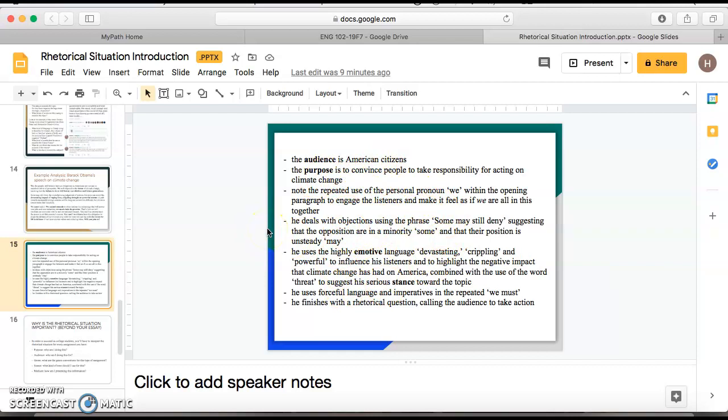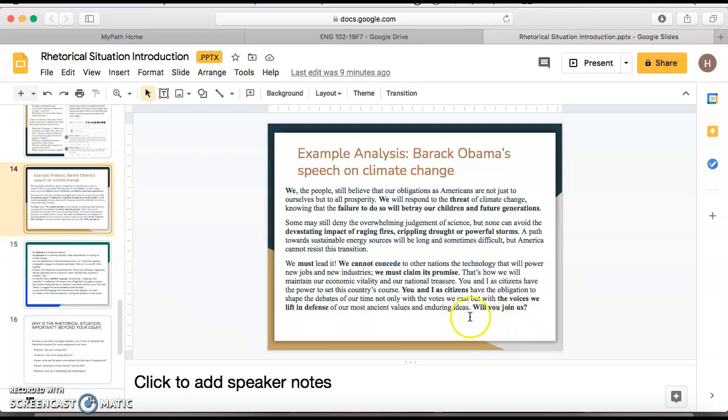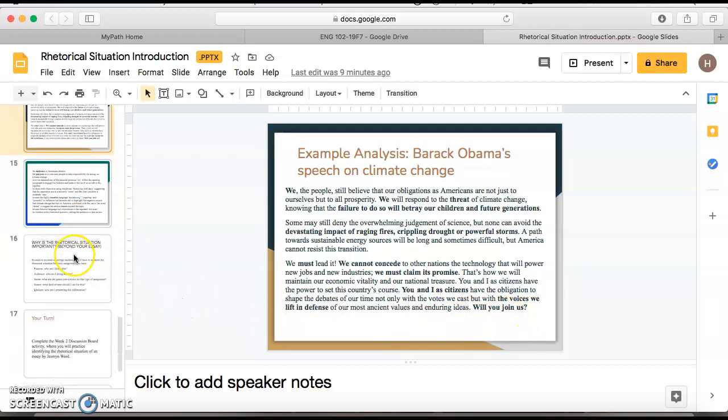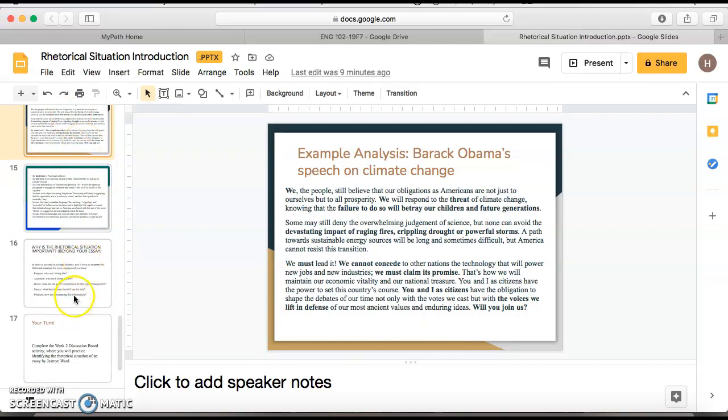how many times he uses we, and why he might do this, and the kind of emotional language he uses to inform you of what the stance is, and of course ending in that call to action, which will become really important as we move forward talking about speeches. So you can read through all that information yourself.